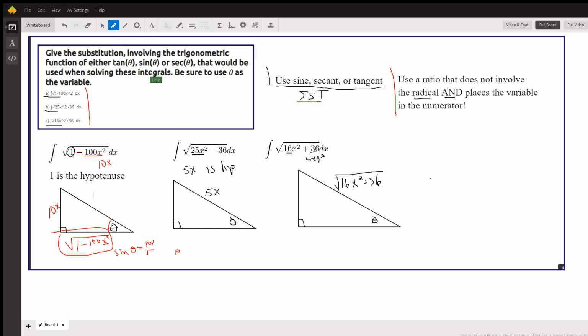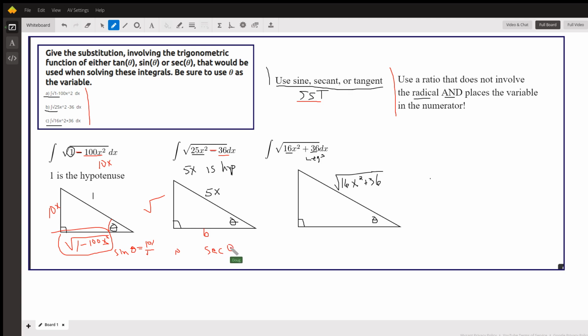For the second problem, we're still two perfect squares separated by a minus. That means 5x is the hypotenuse. Where do we put the 6? If we put the 6 here, if I use sine, this would be the radical here. Sine would have the radical over 5x. Secant would have 5x over 6. Tangent would have the radical over 6. So it looks to me like the 6 should be here, and we should use secant.